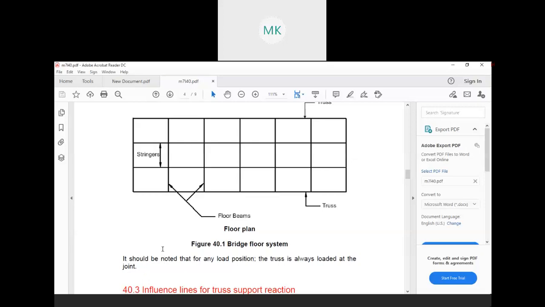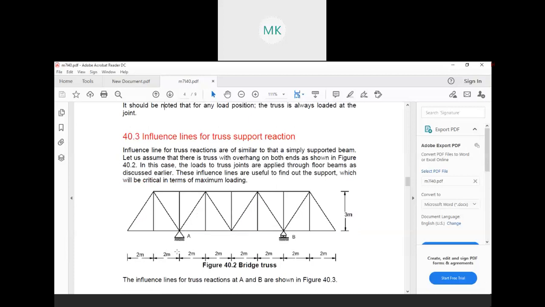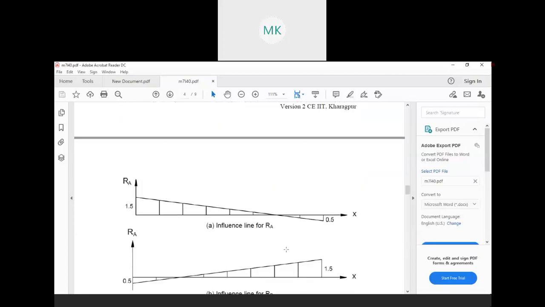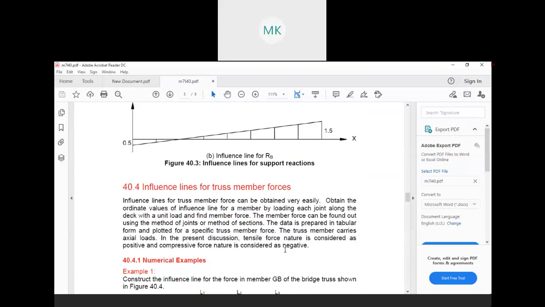So here you see, this is the influence line for truss support reactions. How do we go about it? There is a truss given. The lengths and everything are given. So at A and B, we need to find out the reactions. There are some steps for how we need to solve it.